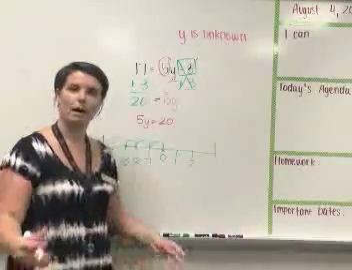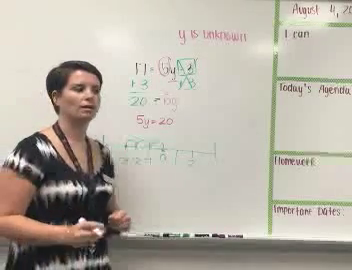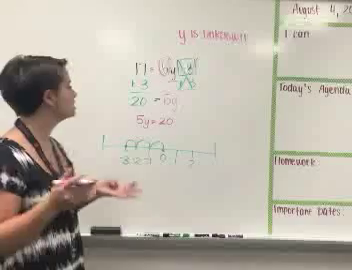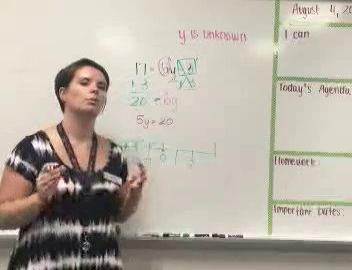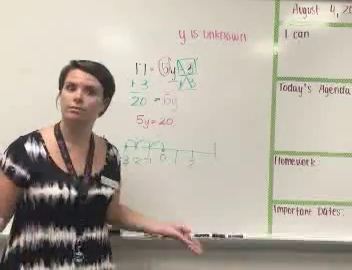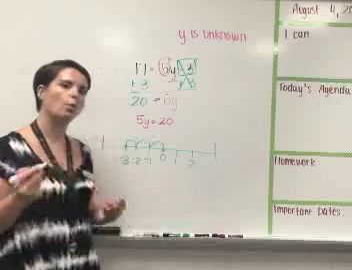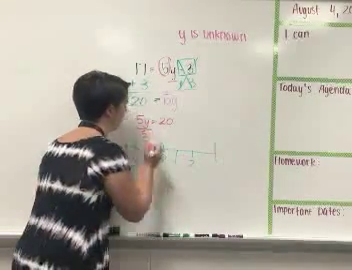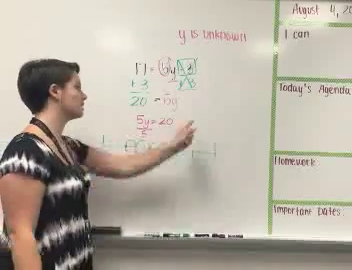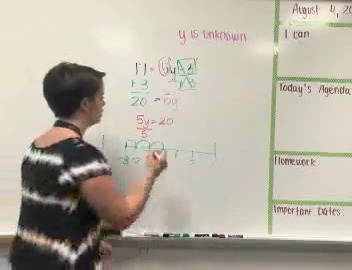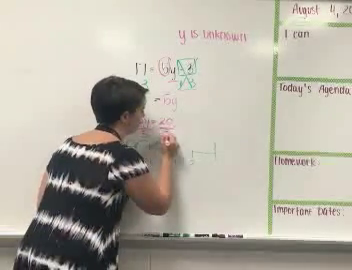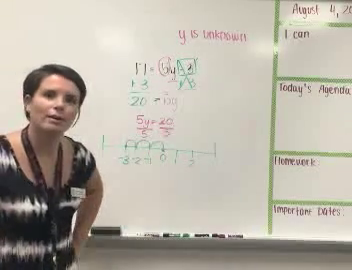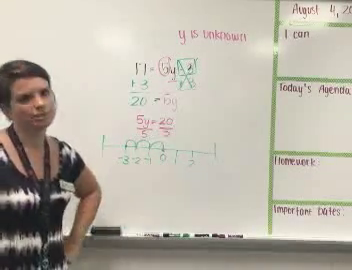Now, if I want to get y by itself, I have to do an inverse operation, right? So, what's the inverse operation of multiplication? Division, right? So, to get the y by itself, I need to divide by 5. Now, whatever I do to this side, I have to do to this side, right? So, I'm going to divide by 5. Now, this looks like a fraction, right? Guess what? Fractions are just division.